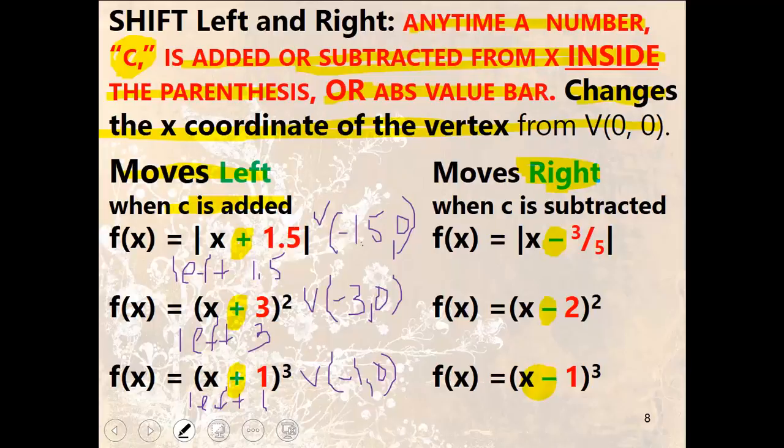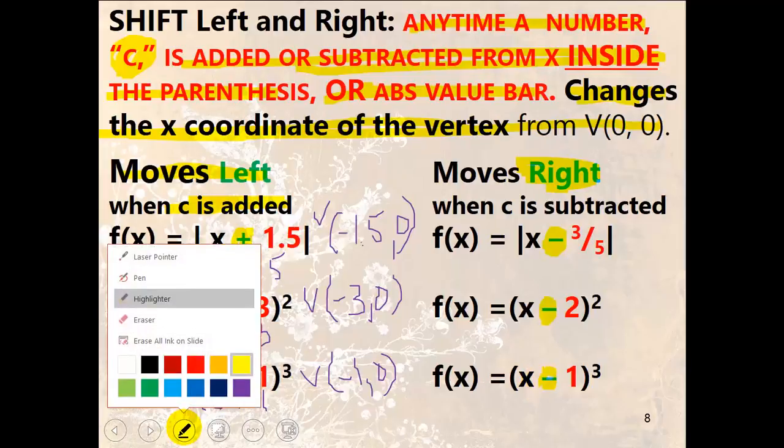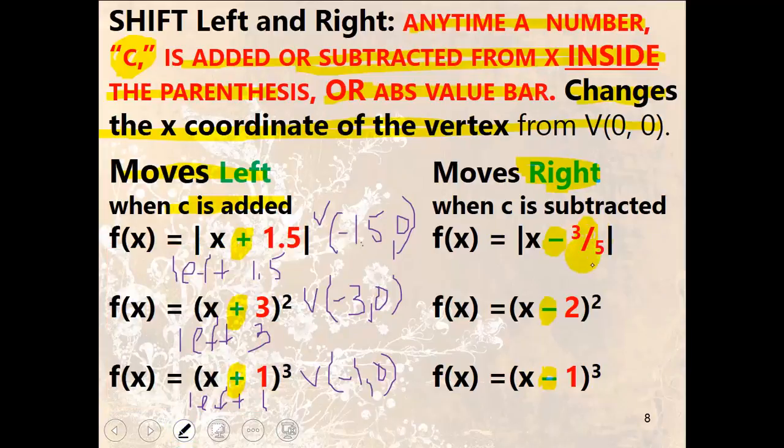Notice that the C is inside the absolute value sign. It's inside the parentheses. It's inside the absolute value sign. It's inside the parentheses. All right? So if we wanted to state how this moves, this is going to be right 3/5. So our vertex would be 3/5, comma 0.